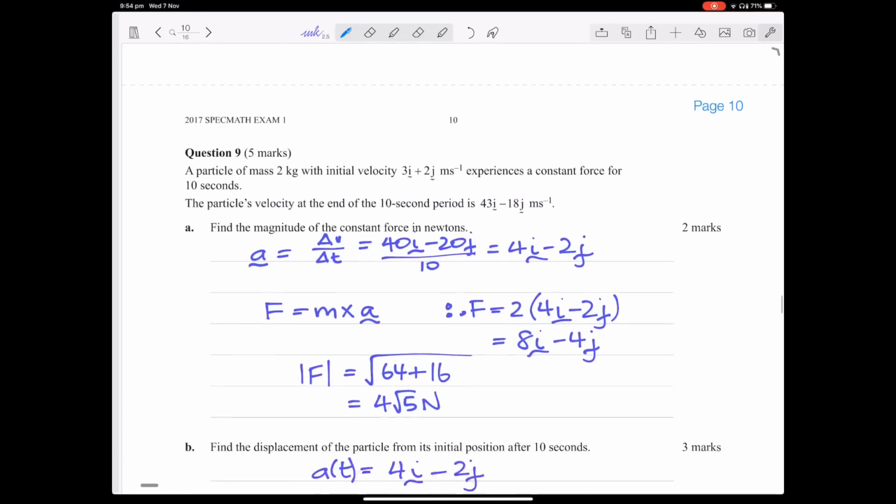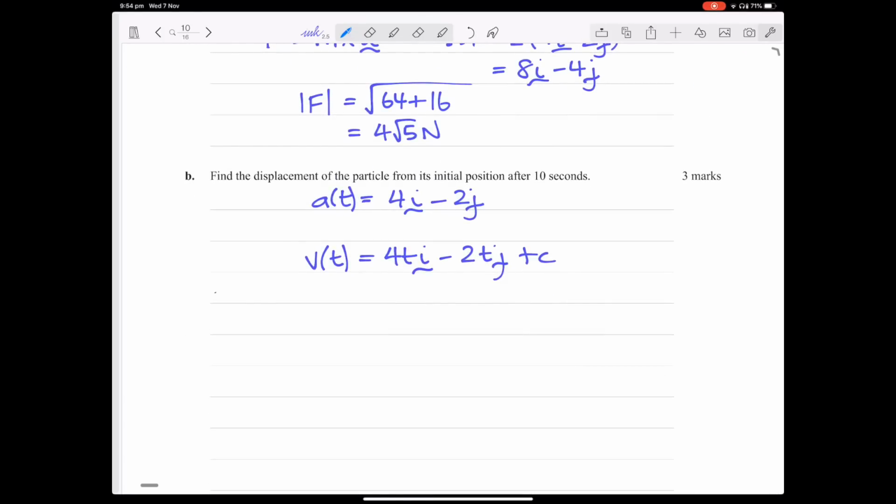We know its initial velocity is 3i plus 2j, so v of 0 is equal to 3i plus 2j. So 3i plus 2j is equal to c, because the other terms are both going to be 0. So we end up with v of t equal to (4t plus 3)i plus (2 minus 2t)j.